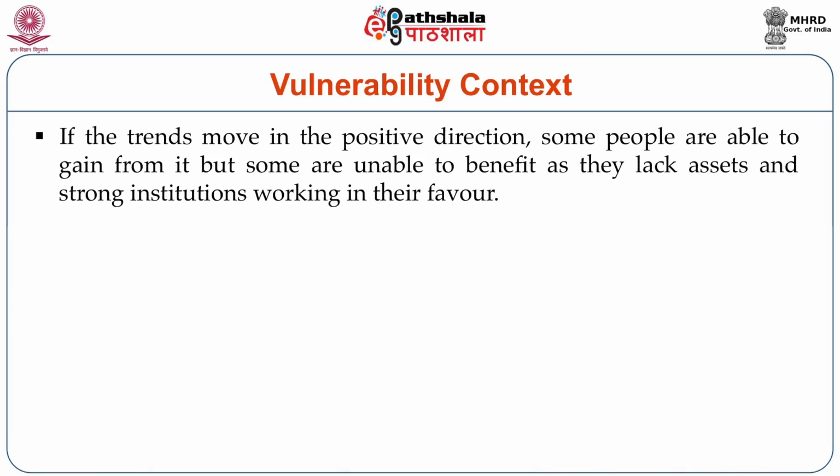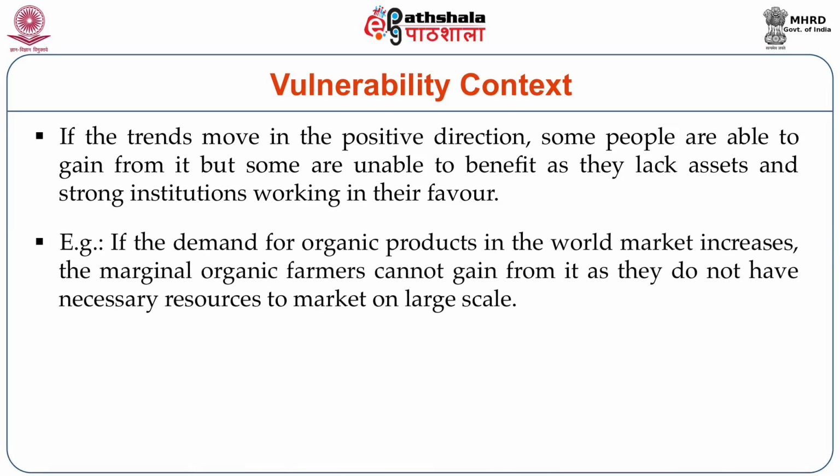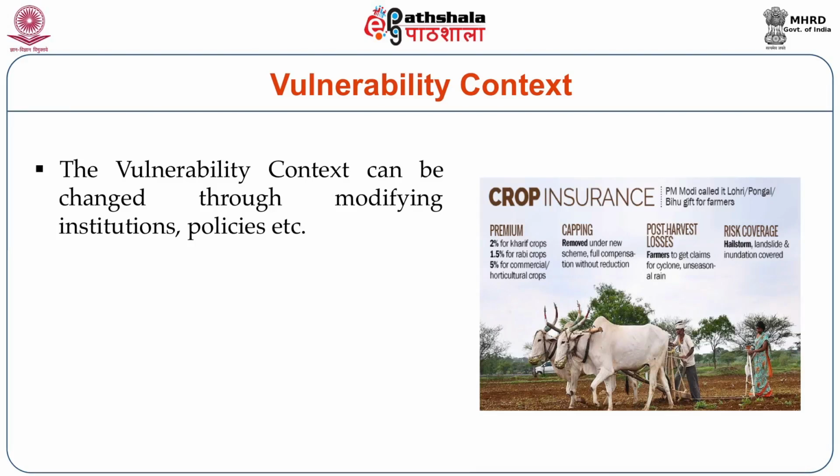Now if the trends move in the positive direction, some people are able to gain from it, but some are unable to benefit as they lack assets or access to these assets and strong institutions working in their favor. For example, if the demand for organic products in the world market increases, the marginal organic farmers cannot gain from it as they do not have necessary resources to market on large scale per se, because they have subsistence economy. Now the vulnerability context can be changed through modifying institutions, policies, etc.